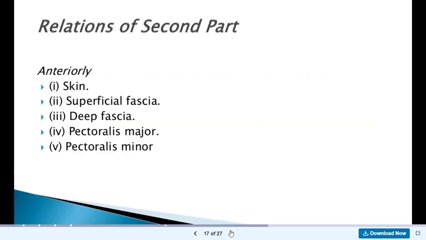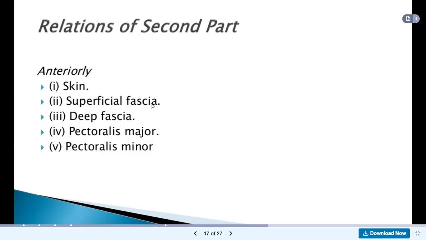Now, relations of the second part of the axillary artery. So what we did was the first part of the axillary artery, which we said is between the first rib and the upper border of pectoralis minor. So all these relations we saw now are between that first rib and the upper border of the pectoralis minor muscle. Now, the second part of the axillary artery runs below the pectoralis minor muscle. So what are the relations of the second part?